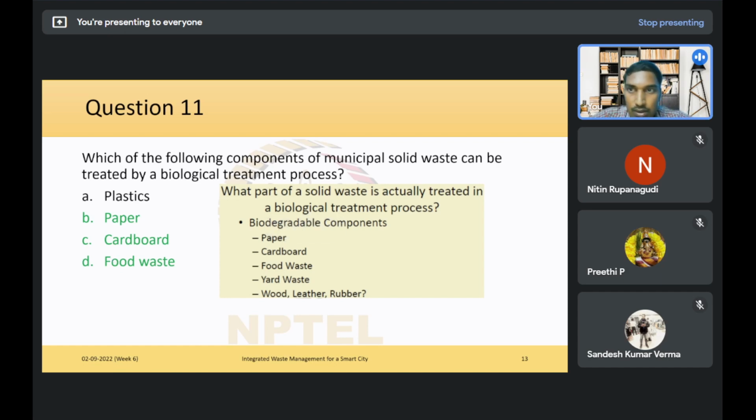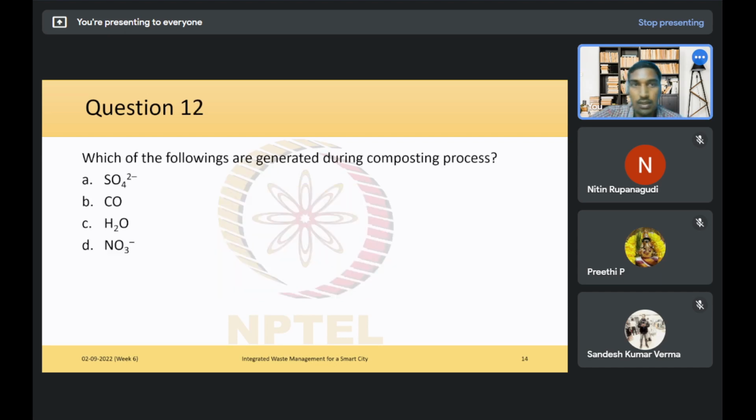Okay, so moving on to question number 12. So this is about the aerobic composting. Which of these following are generated during the composting process? So the options are SO4 2 minus sulfate, B is carbon monoxide, C is water, and D is nitrate, NO3 minus. So we can use the chat because this is a multiple answers question. So, which of these do you think are generated during the composting process?